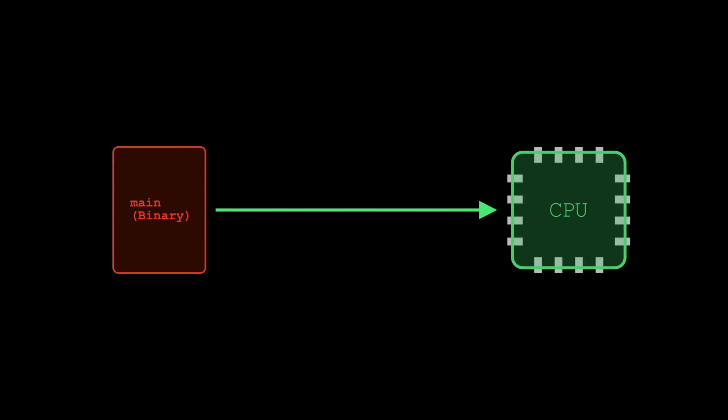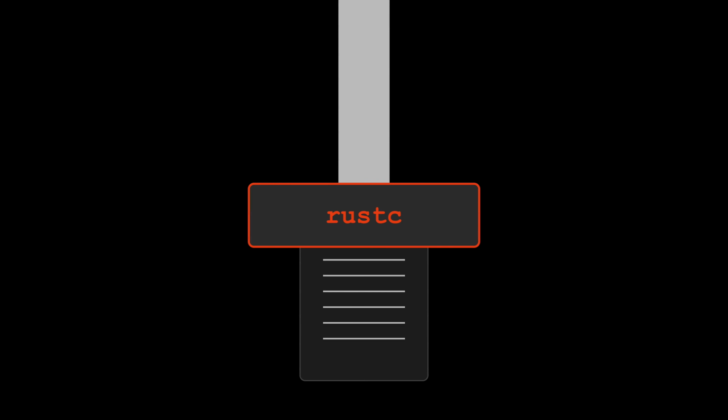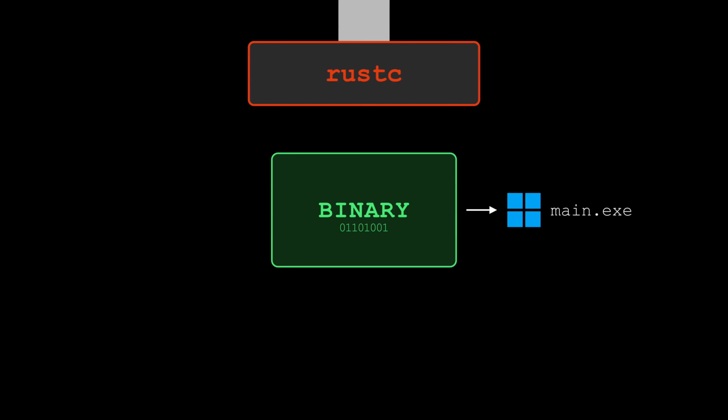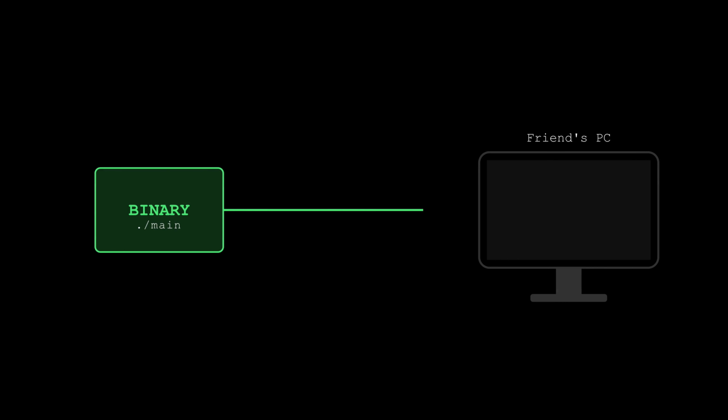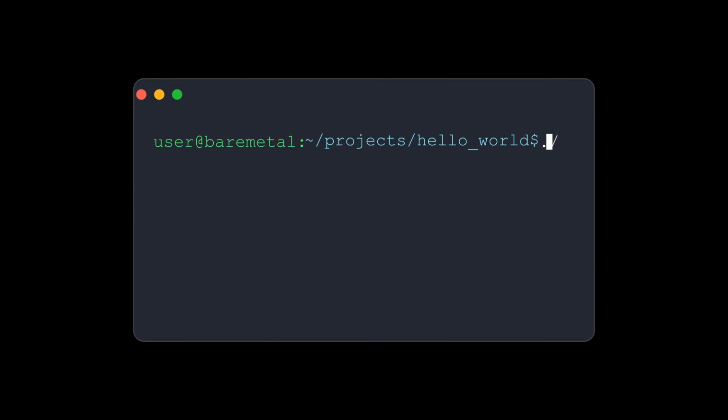Rust is entirely different. Open your terminal and type rustc main.rs. Watch as the compiler physically squishes the code down into a standalone binary executable. On Windows you get main.exe. On Mac and Linux it's just main. You can now take this executable, hand it to literally anyone, and they can run it without even having Rust installed on their machine. To run it yourself, just type ./main and boom, Hello, world! is printed on your screen.